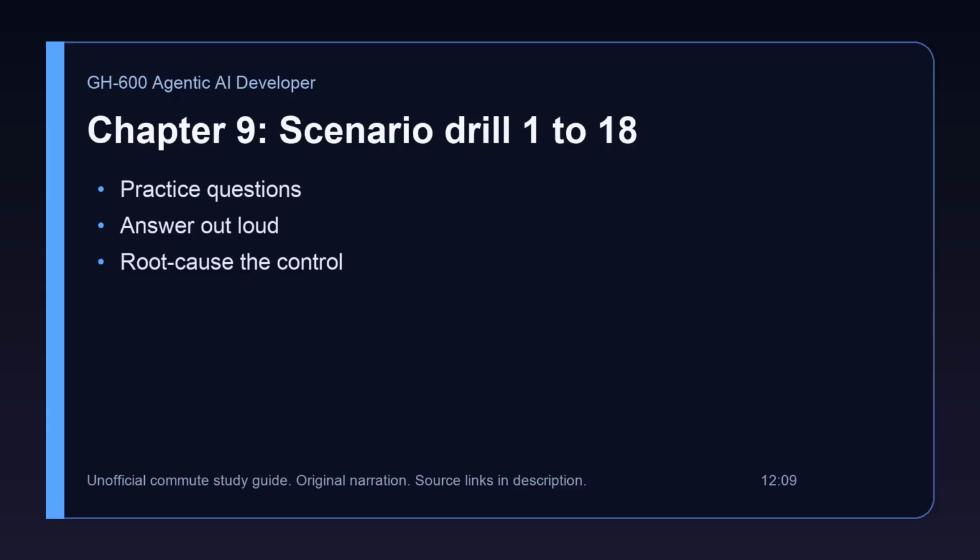Question 4. When should an agent plan be separated from execution? A. Only for simple read-only tasks. B. When the action is risky, irreversible, broad, or requires review. C. Never, because it slows delivery. D. Only when more than 3 agents are involved.